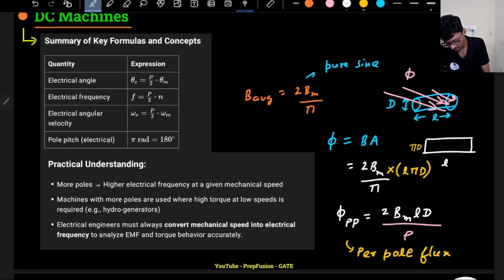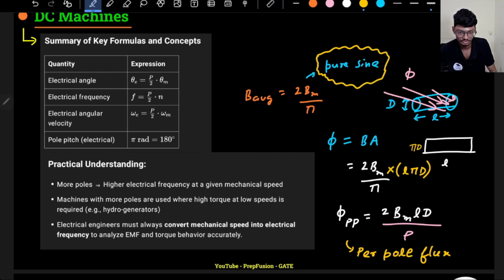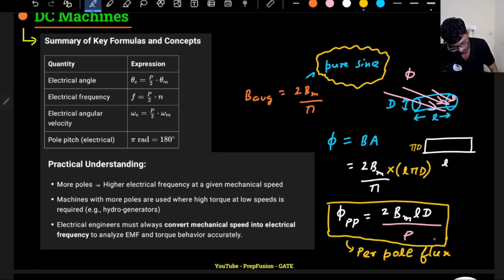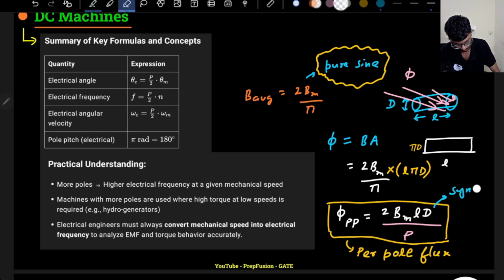All this whatever we are discussing is for pure sine. If my waveform is not pure sine, then these formulas will not be valid. This formula will also be valid for synchronous machines as well. Do I want you to remember it? No, I just want you to remember the derivation, how I derived it. Automatically the formula will get remembered, don't worry. Synchronous machines also we will use this formula. So that was about it.